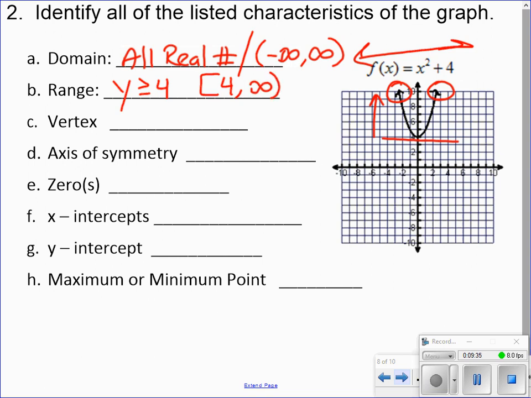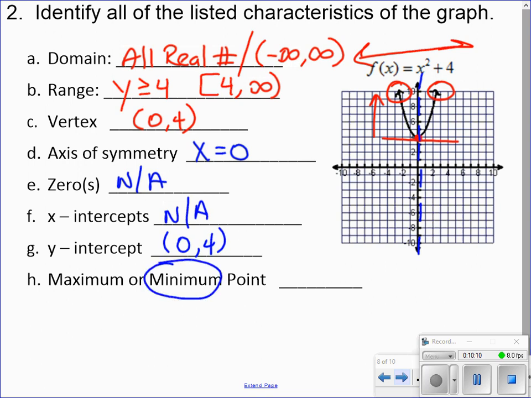Our vertex would be, again, where our graph turns, so that bottom part, that would be 0, 4. Our axis of symmetry goes through the vertex. Where is our graph symmetrical? It's symmetrical at x equals 0. Our zeros? Well, because it doesn't cross the x-axis, there are not any zeros, which means that there's also no x-intercepts. The y-intercept where it crosses the y-axis is at 0, 4. We have a minimum point, and that minimum point is the same as our vertex, which is at 0, 4.